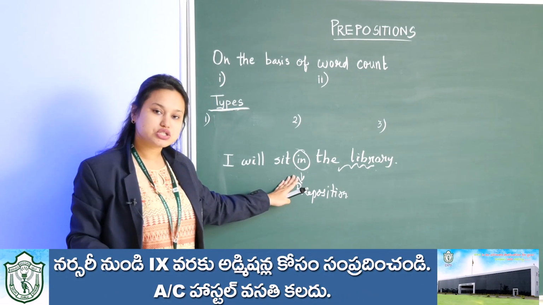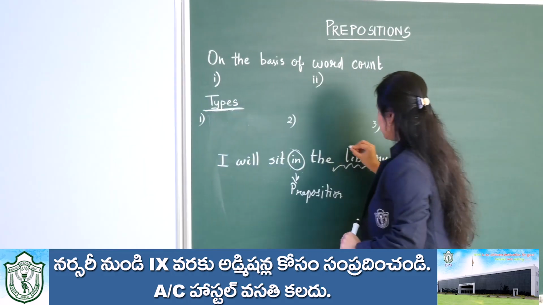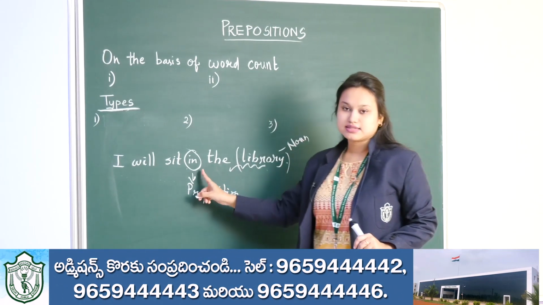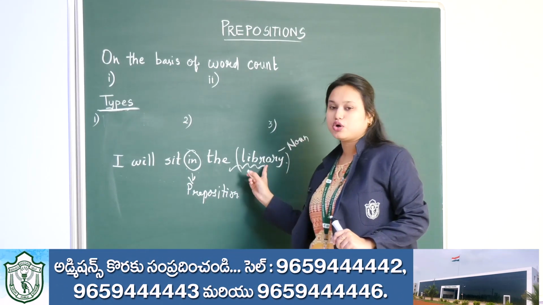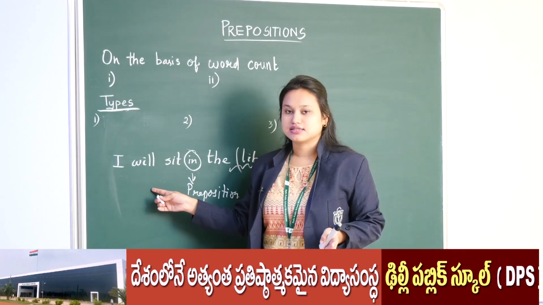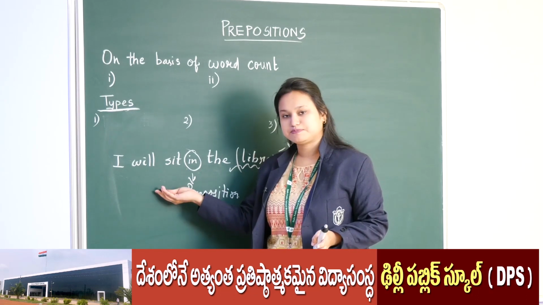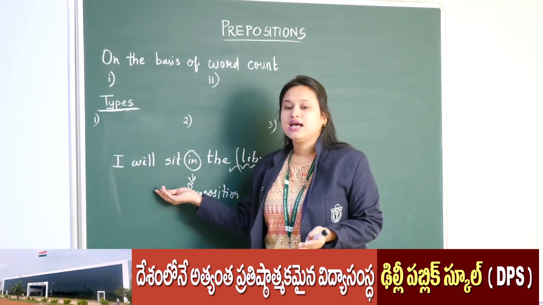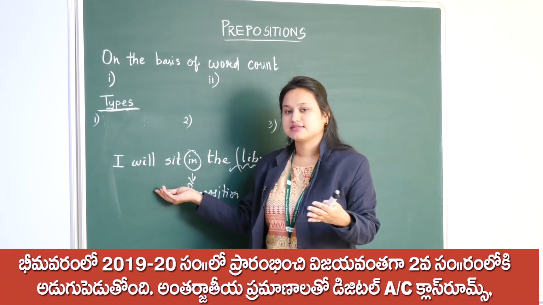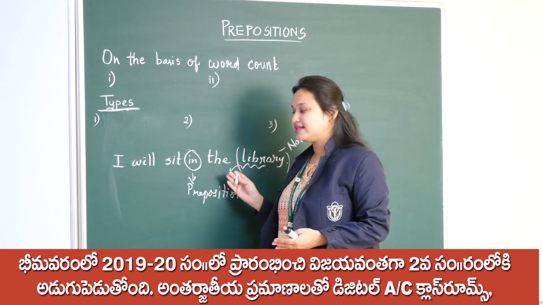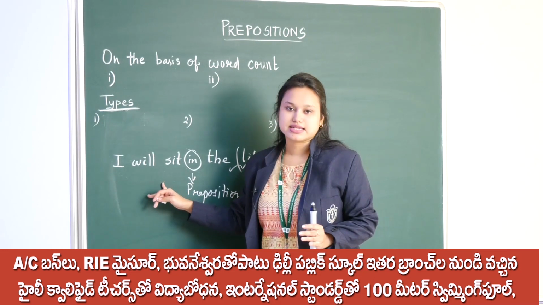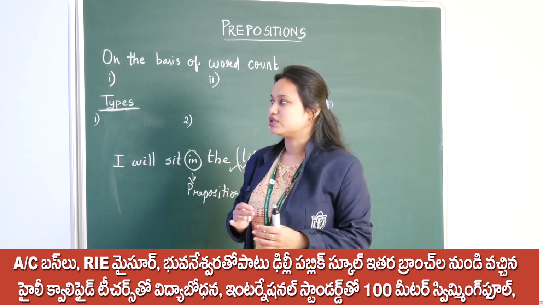So what is the preposition doing? Library is a noun, we know library is a noun. So this preposition is trying to relate the word library to the other words in the sentence. That is the function of the preposition. Other than deciding which position some object, the noun, is in, it also tries to relate the noun with the other parts of the sentence, right? So that is a preposition.